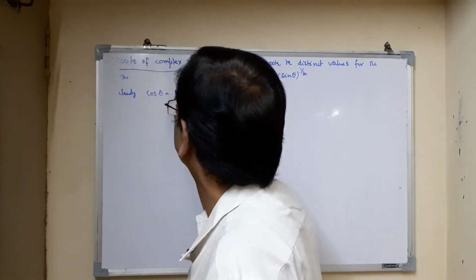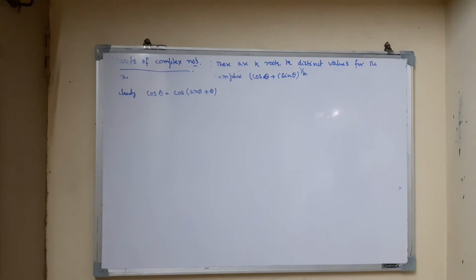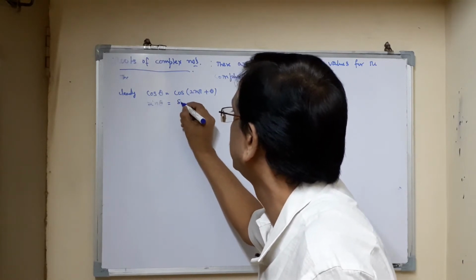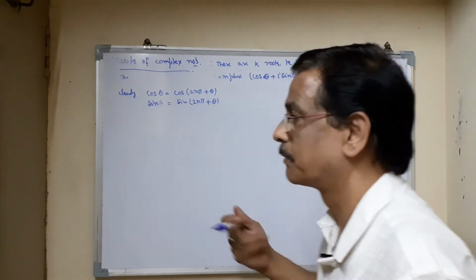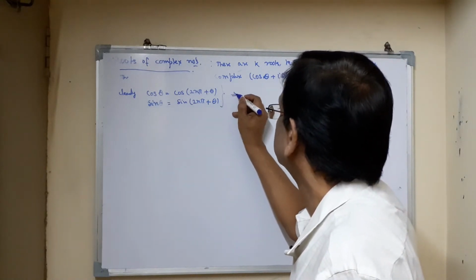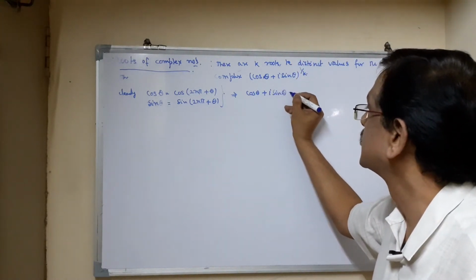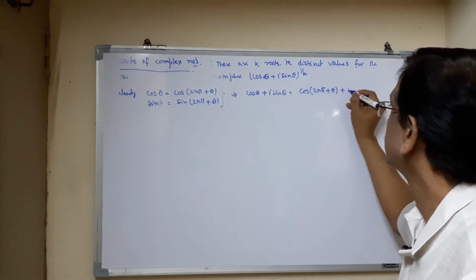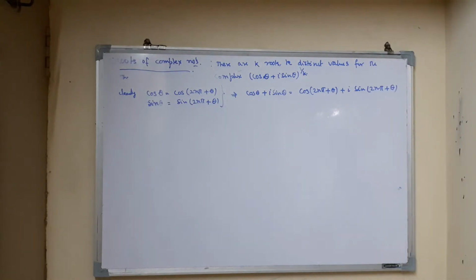Cos theta is equal to cos of 2n pi plus theta. Why? Because cos of 2n pi plus alpha is cos alpha. And similarly, what is sin theta? Sin theta is sin of 2n pi plus theta. Again, this is 2n pi plus theta, you'll get sin, the positive. So let us write, this implies cos theta plus i sin theta is equal to cos of 2n pi plus theta plus i sin of 2n pi plus theta.